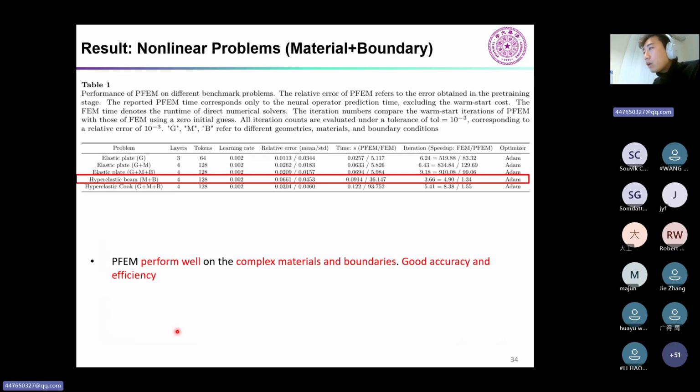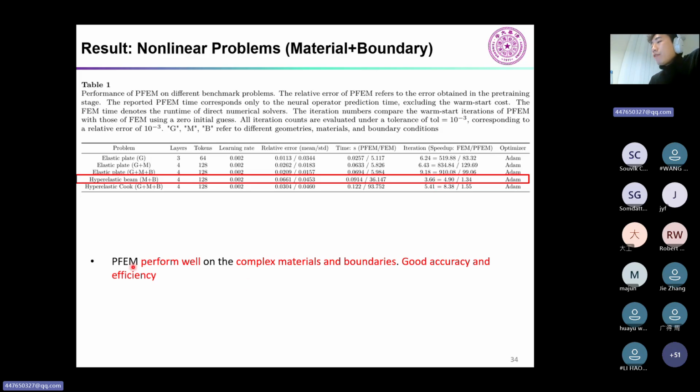As you can see, the error is about 6%. And the time is very interesting. Our method, PFEM, the pre-training stage only costs 0.09 seconds. However, the traditional method will cost about 36 seconds. And if we use the warm start stage, the speedup is very interesting. It's nearly a 4x speedup.